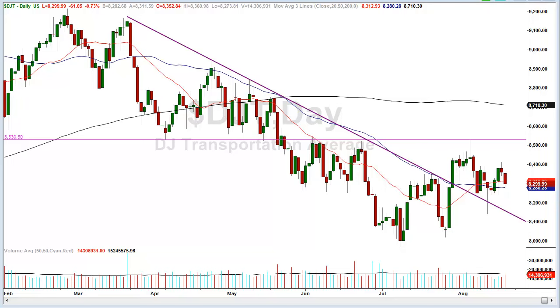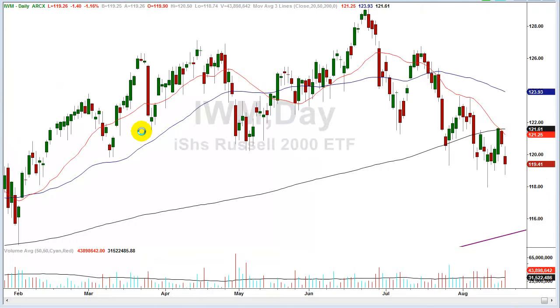Let's look at the IWM real quick because it's important. The IWM still remains the weaker market, okay? It's much, much weaker than the Spider. It's much, much weaker than the Dow. It's much weaker than the NASDAQ. If I just look at the bigger picture, this is a down move, sideways, getting ready for another down move.